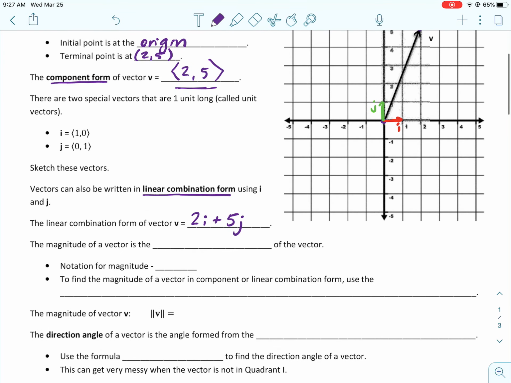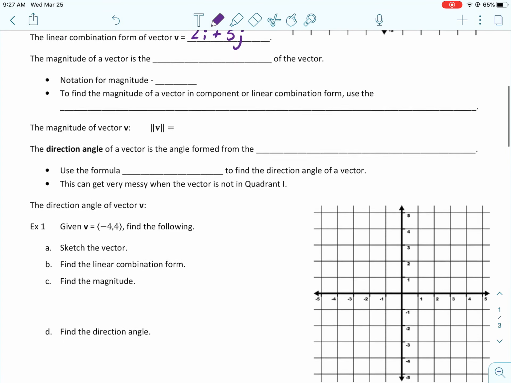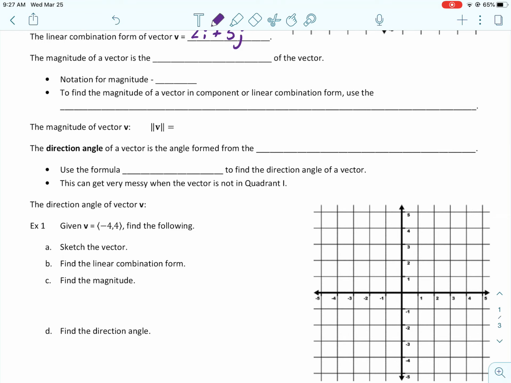But you don't technically need to know that to do what we're going to do, or what I need to show you about component form. So it's basically take the horizontal component, which is 2, and multiply it by i, the vertical component, which is 5, and multiply it by j. All right, now the magnitude of a vector is basically the length of the vector.